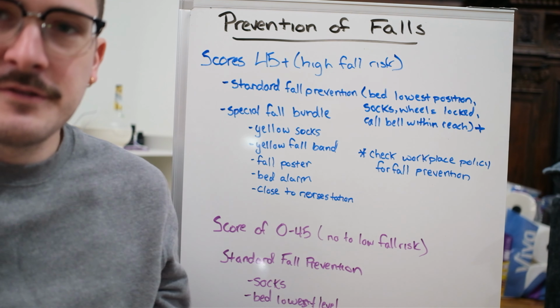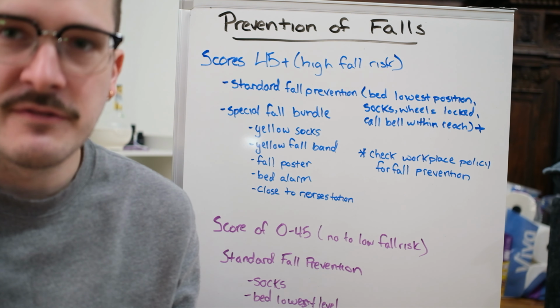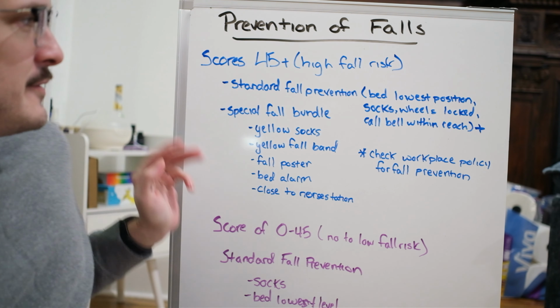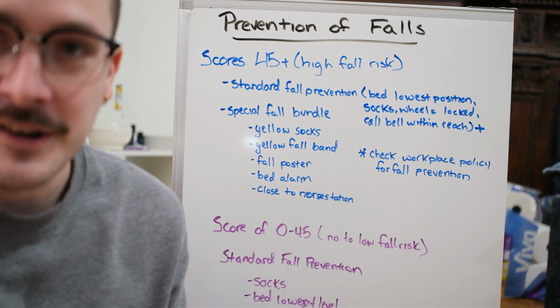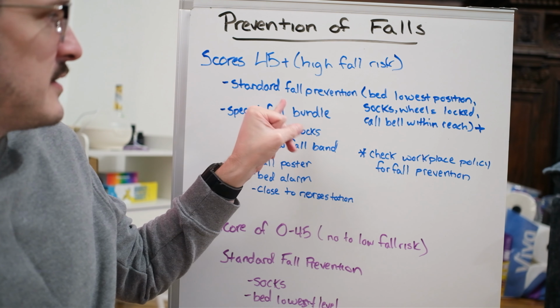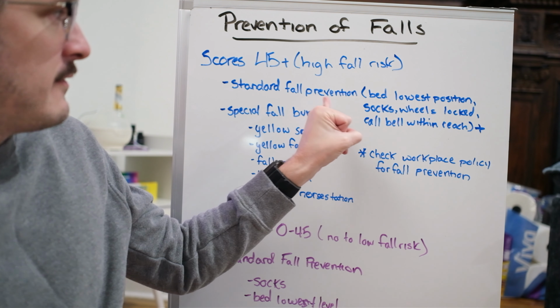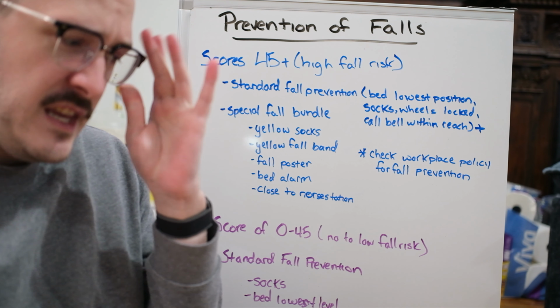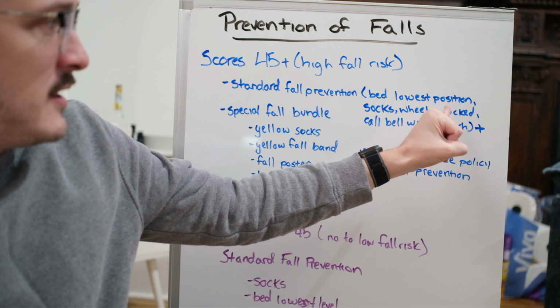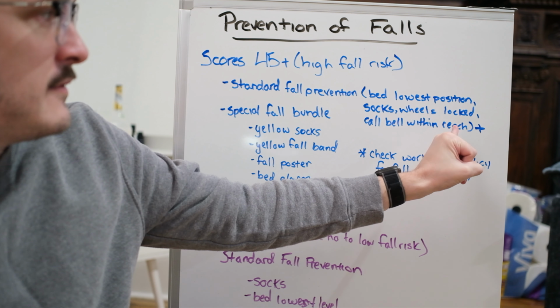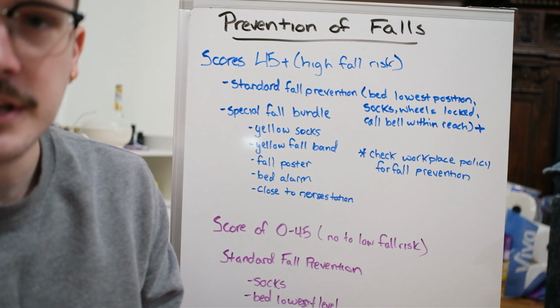Alright, so welcome back to our second part. This part is on prevention of falls. Scores of 45 plus are a high fall risk. They will get our standard fall prevention. Now, this depends on your facility, mind you. But it's bed in the lowest position, socks, wheels locked, and call bell within reach.